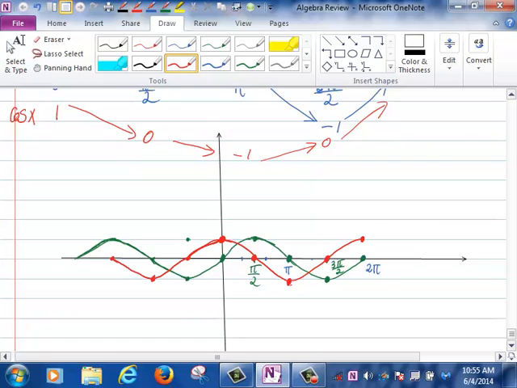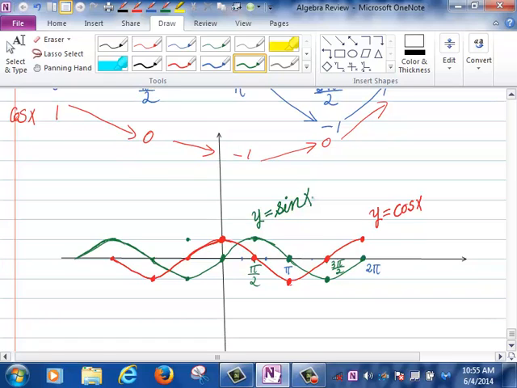So the red one is cosine x. The green one is sine x. Everybody understands the graphs of these two functions? Is that okay?